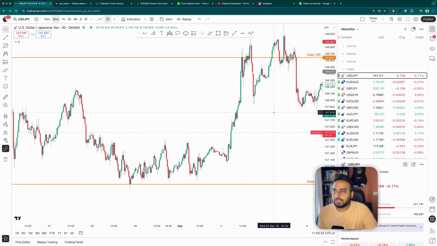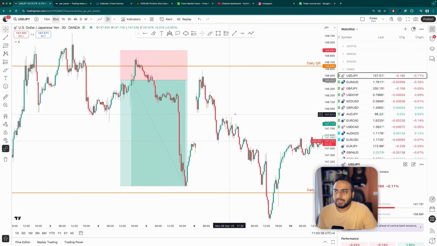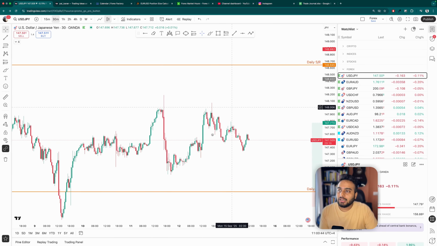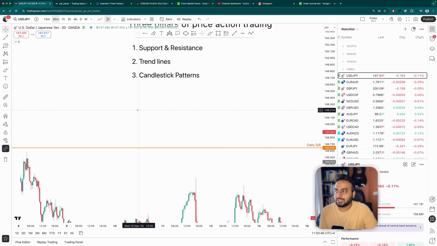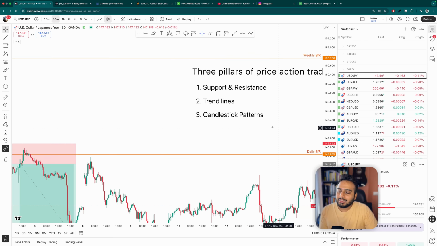So support and resistance lines help us predict price action and also make decisions on what kind of trade we are looking at. Now, there are different types of support and resistance levels which we'll discuss further. Next is trend lines as well. So trend lines, I have an example.